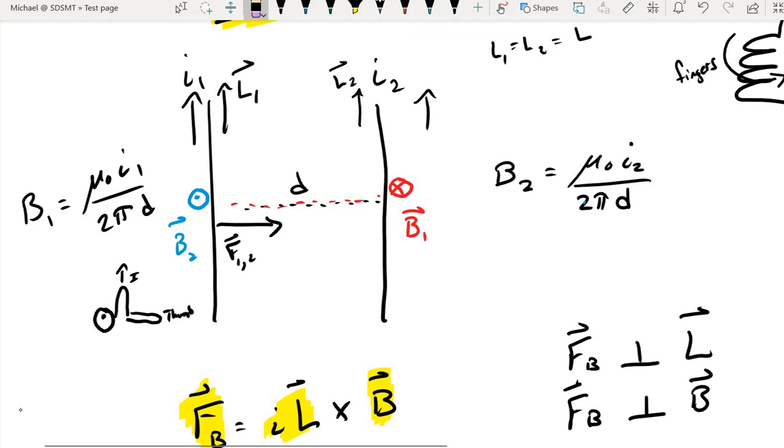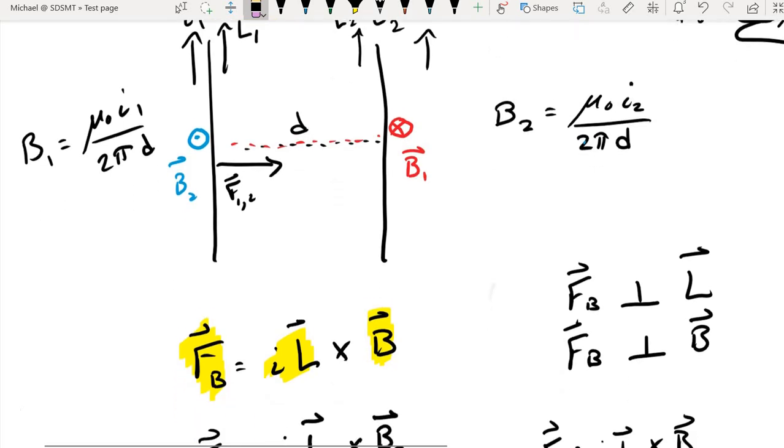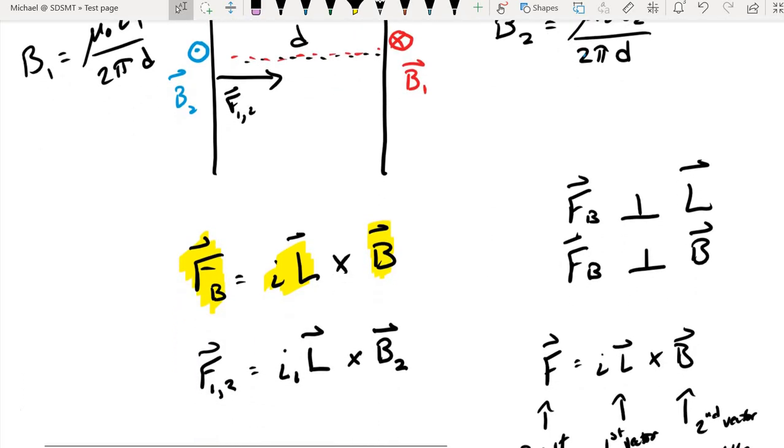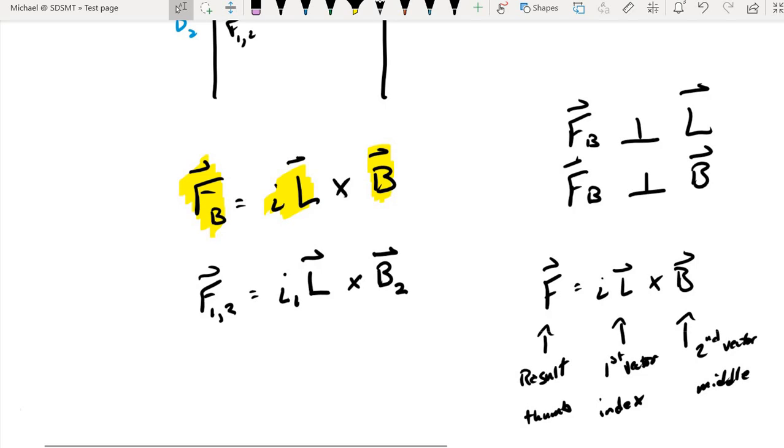So wire 1 is going to experience a force pushing or pulling it to the right, or it's going to experience a force that attracts it towards wire 2. Then we want to figure out what's happening with wire 2. So, force on wire 2 as a result of wire 1. Wire 2 has current I2 running through a length of L, and it is under the influence of field B1.